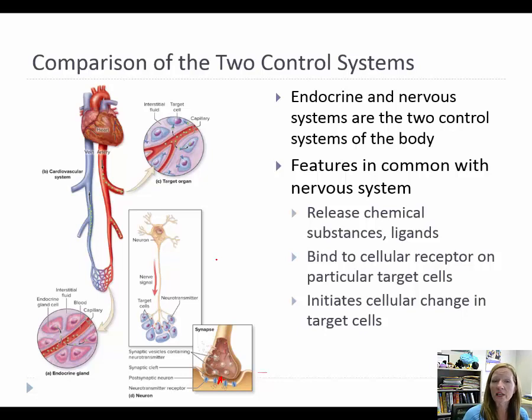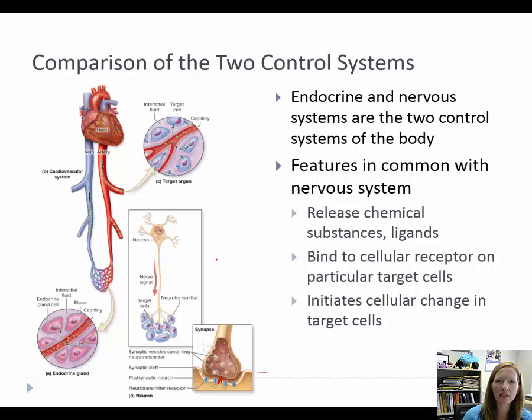So here, what we're going to do is compare the two. We're going to look and see how they're similar, and then we're going to look and see how they're different. There's a nice little picture that shows you how they look, the endocrine gland versus the neuron here. So let's first take a look at how they're common.